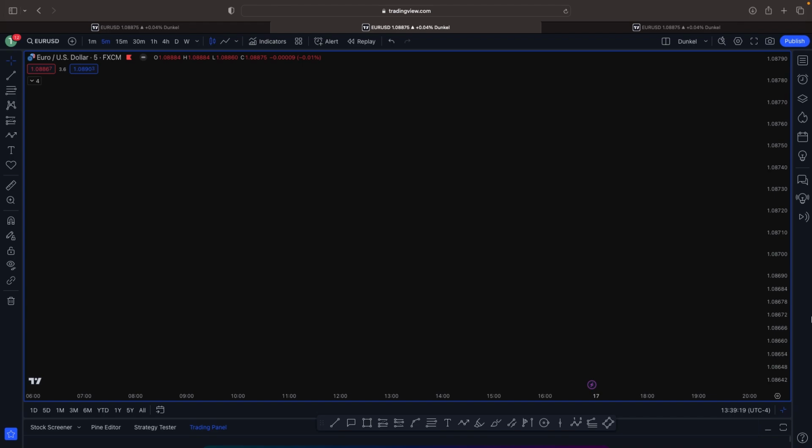Now, before I deep dive into the market maker model itself, there are 3 things you need to understand before actually trading the market maker model. And this goes for every strategy. You need to know these three simple things. First, price rebalances to inefficiency. What do I mean by that?